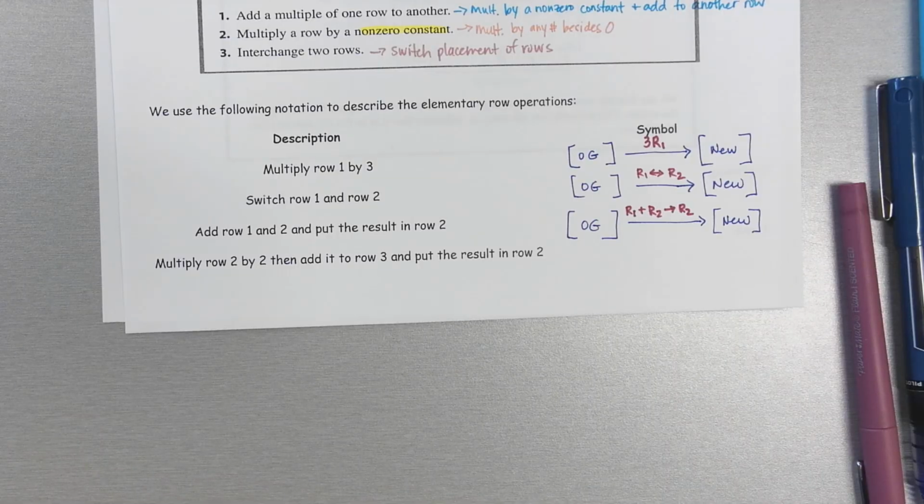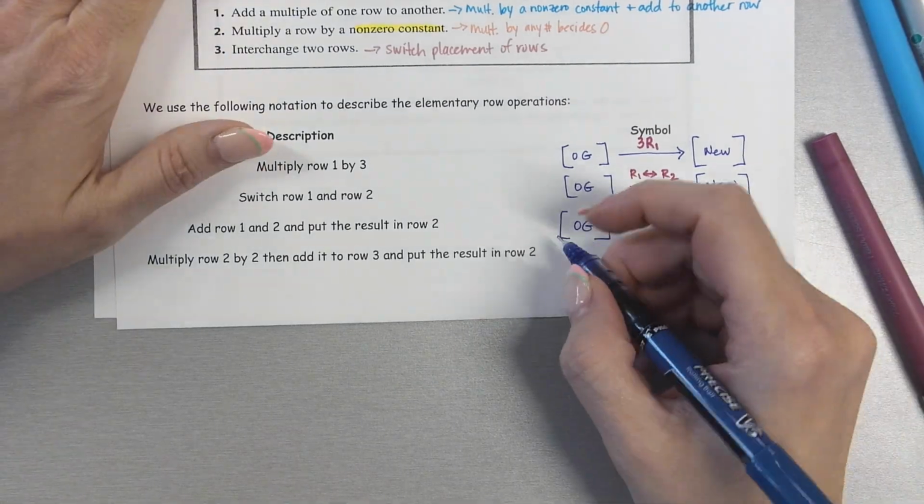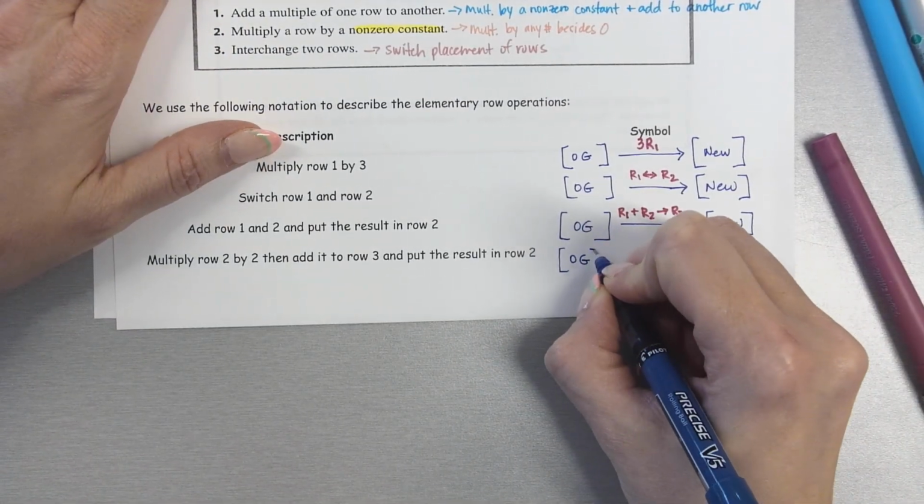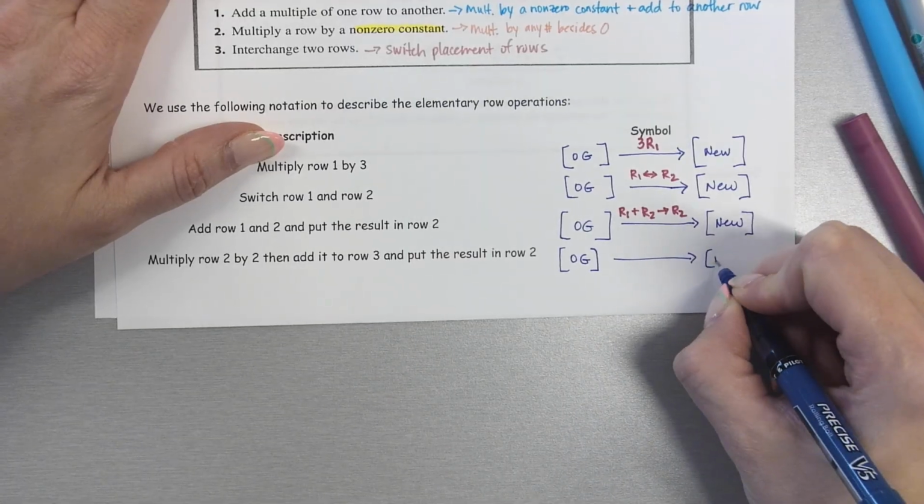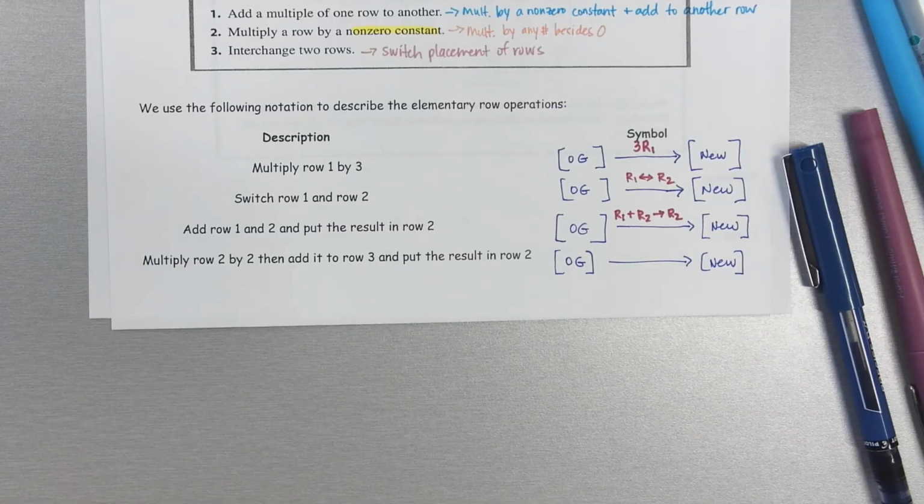So anytime you add 2 rows together, you have the option of where to put them. So if you add row 1 and row 2, and you want your result in row 2, this is your notation. Okay, do you guys want to try to write the third notation on your own? You're going to multiply row 2 by 2, then add it to row 3, and then put the result in row 2. So multiply row 2 by 2, add it to row 3, put the result in row 2.